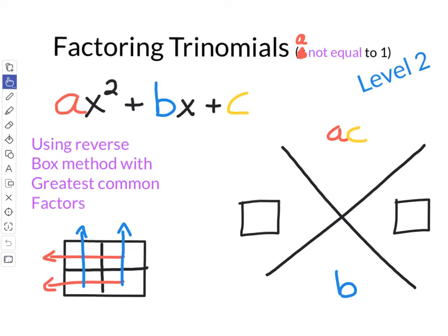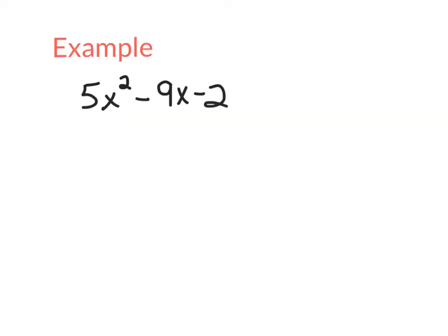Okay, this video is a continuation of factoring trinomials. This is part 2, or we could say level 2 example. We're still using the reverse box method, but I'm going to do another practice problem. All right, so this is an example. Again, it's level 2 for the assignment, but we have 5x squared minus 9x minus 2.